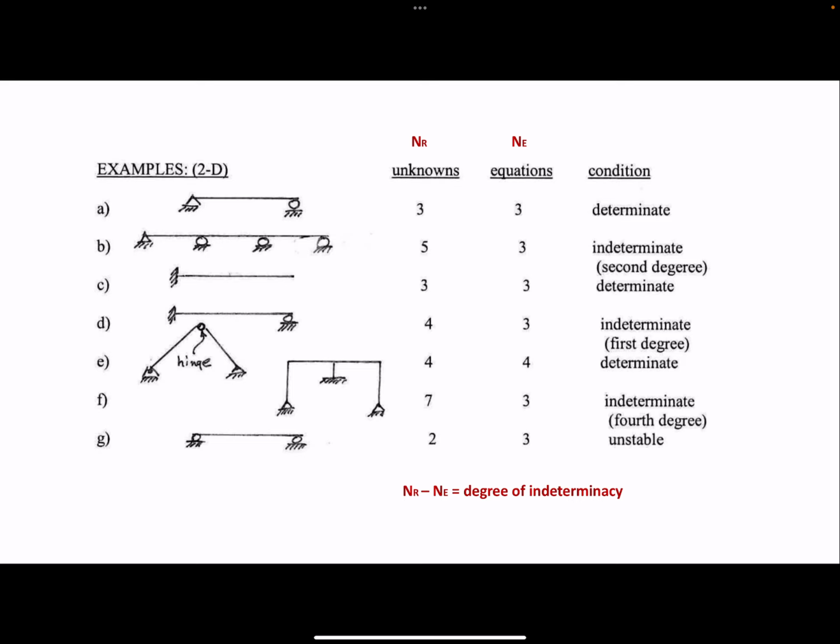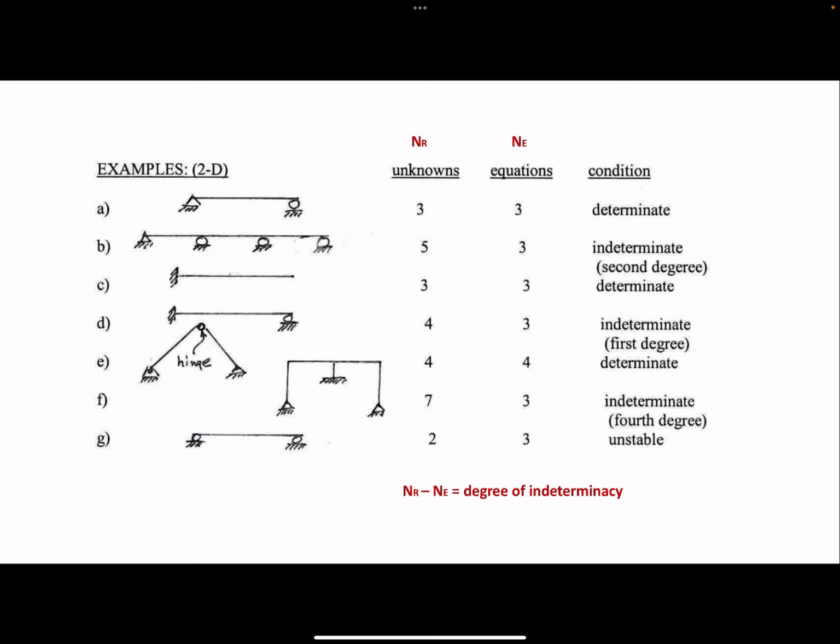And then here you have an indeterminate frame, and then again that unstable beam. So the other thing that's noted on here is the degree of indeterminacy, right? So you'll see that for these indeterminate structures, it says second degree, first degree, fourth degree. The way that you determine that is by taking the difference between the number of reactions and the number of equations. That gives you the degree.